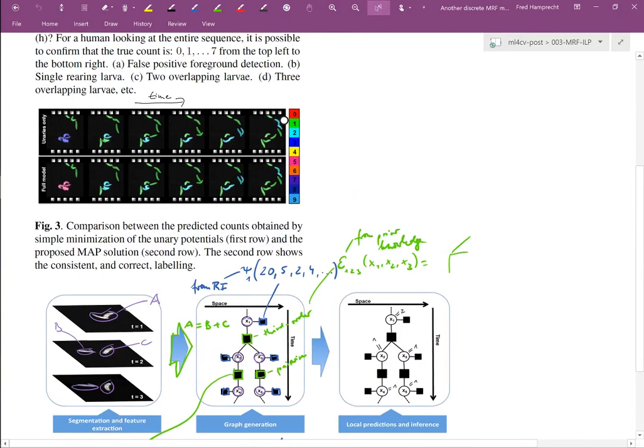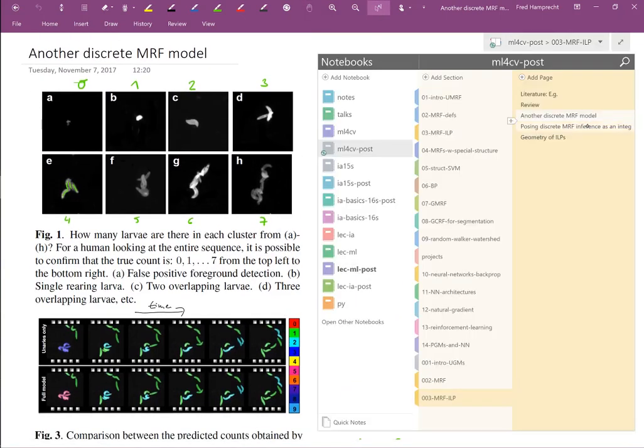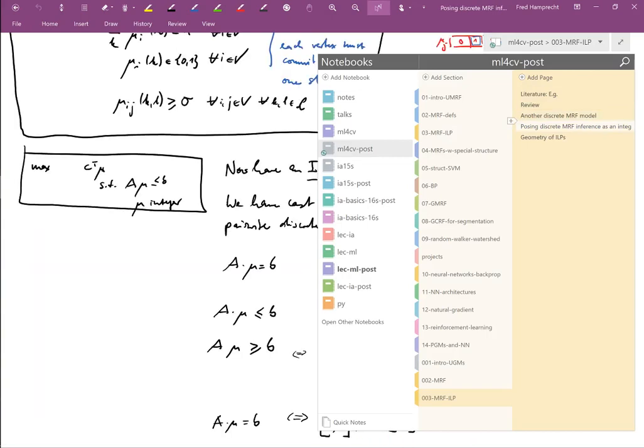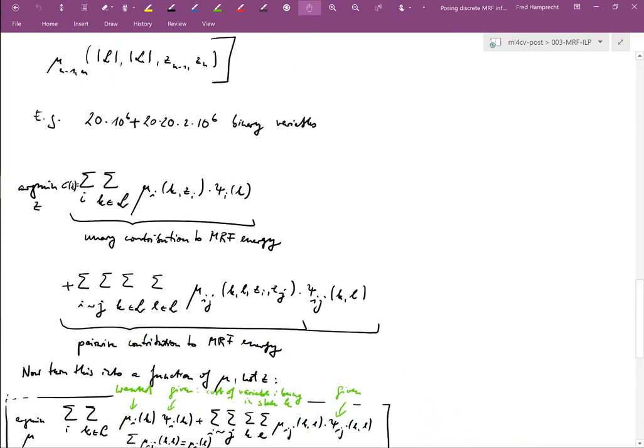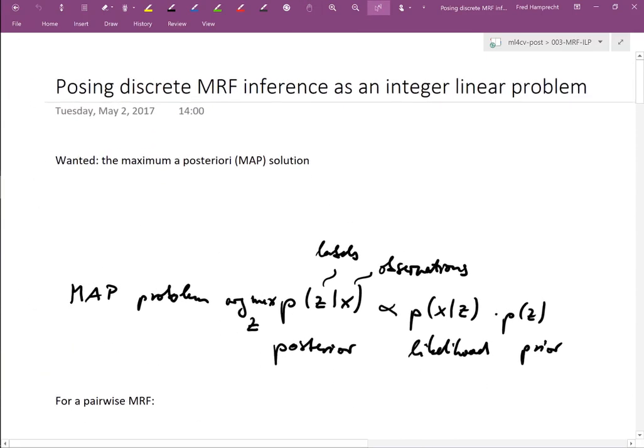Good. So we have written down this energy function, but we have not really said how we optimize over it. And this is what I want to talk about now. How to pose a discrete Markov random field inference problem as an integer linear problem. So let's assume that we have fully specified our undirected graphical model.